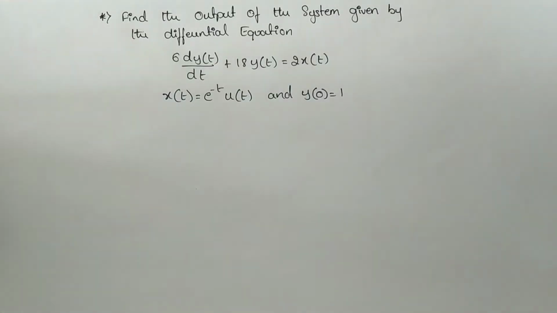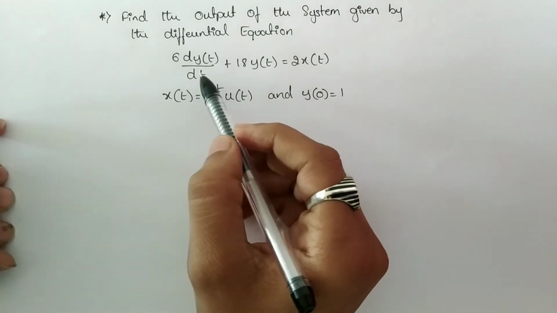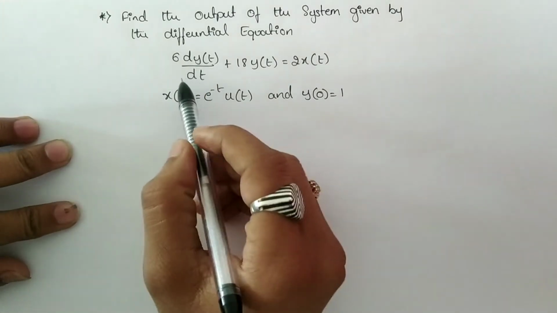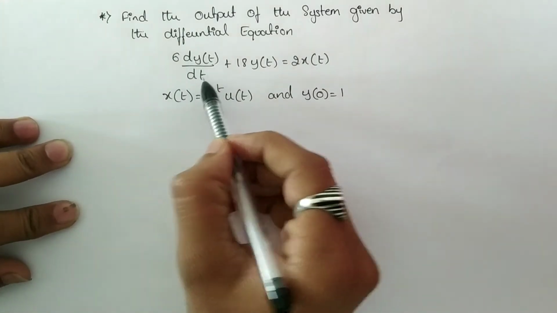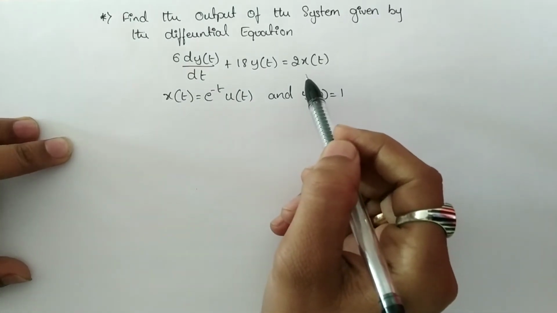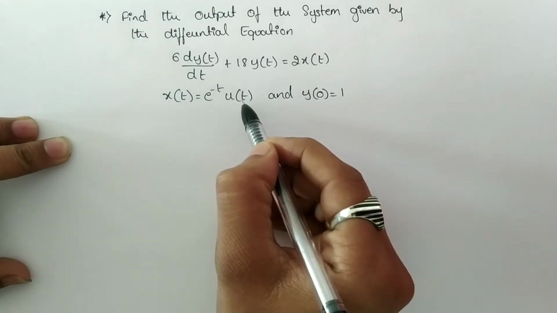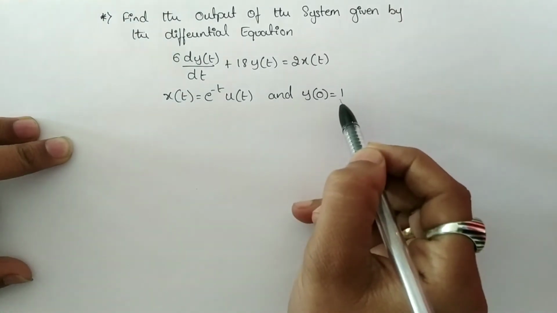Hello everyone, in this video we are going to solve a problem on differential equation, and the problem is the same as that of our natural response and forced response. 6 dy(t)/dt + 18y(t) = 2x(t), and here we have input x(t) = e^(-t) u(t) and y(0) = 1.